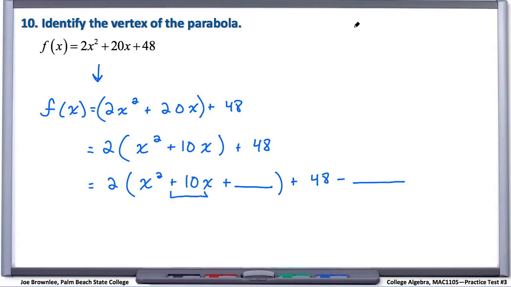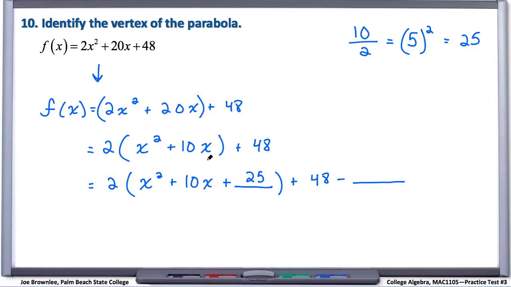All right, so to complete the square, we take half the middle term. The middle term in this case is positive 10. Half of positive 10 is positive 5. And then we square this positive 5, which gives us 25. So we're going to add 25 to the inside. And your first instinct might be to say, well, if I'm adding 25 inside, I have to subtract 25 on the outside, but that's not necessarily what's happening here.